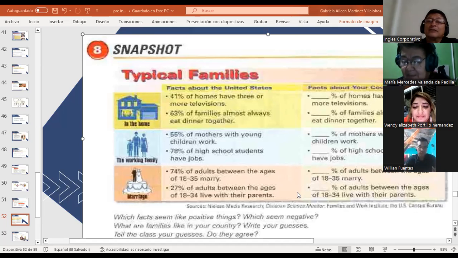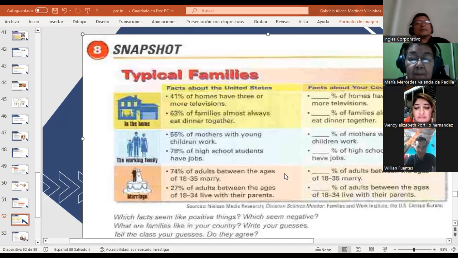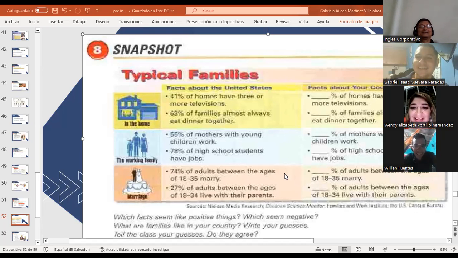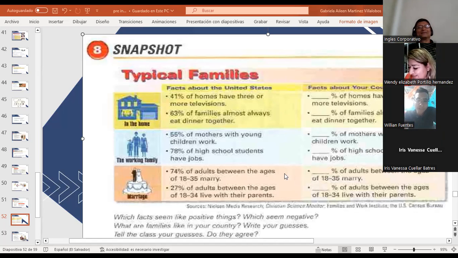Okay, now the last one. What's the percentage of adults between the ages of 18 to 34 that live with their parents? It's my case too. In El Salvador, I think 80% live with their parents. 70%. I had to go back with my mom because of the situation. I know. 90%. Okay. 74%.